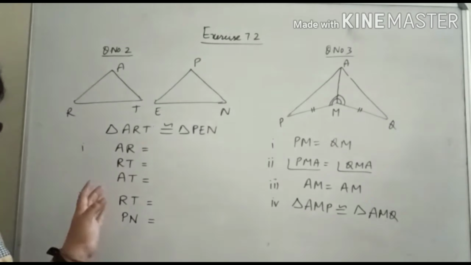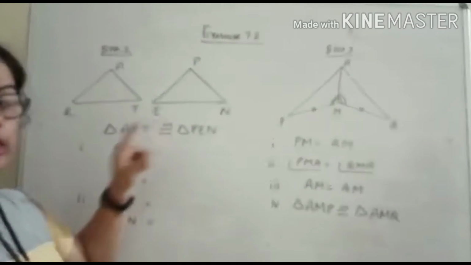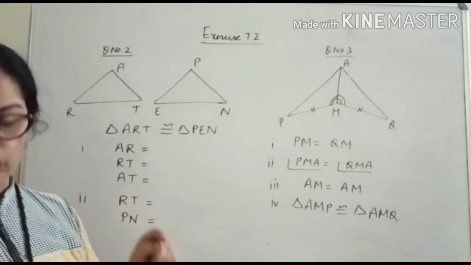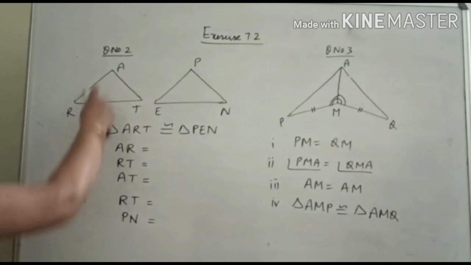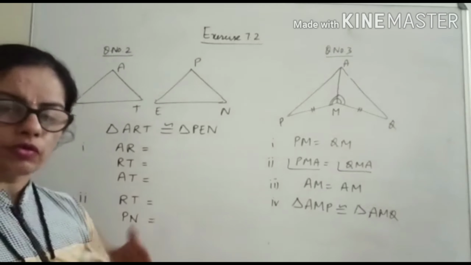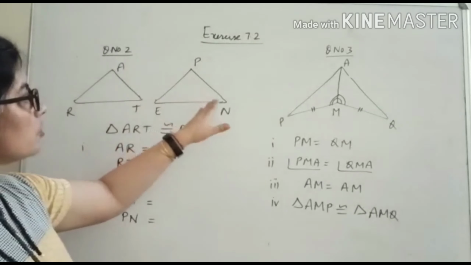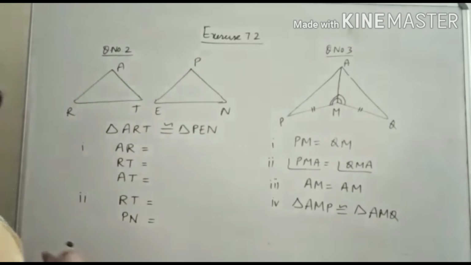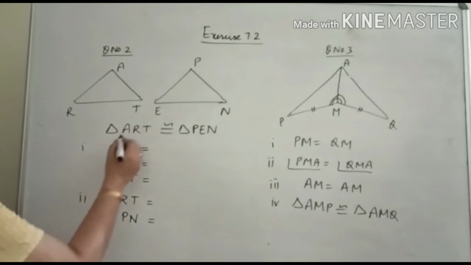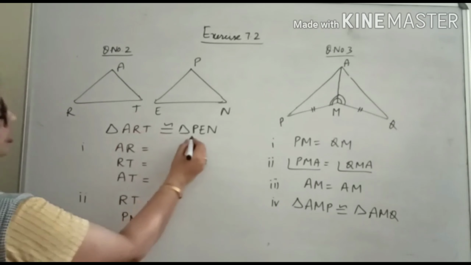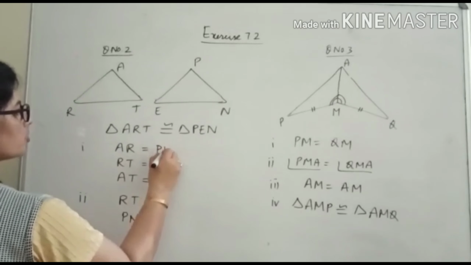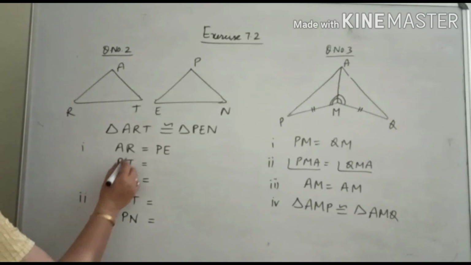If you have to use the SSS criteria for showing this congruency, then you need to show what? If we want to show these two triangles congruent by the SSS rule, it means all three sides of this triangle should be equal to all three sides of this triangle. So what should these three sides be equal to? See, AR. If we want this order, then AR should be equal to PE. So the answer of this will be PE.